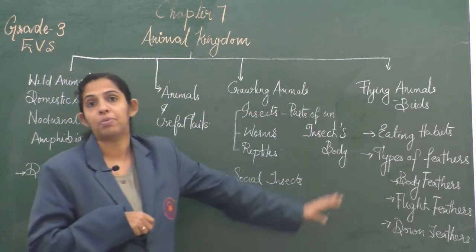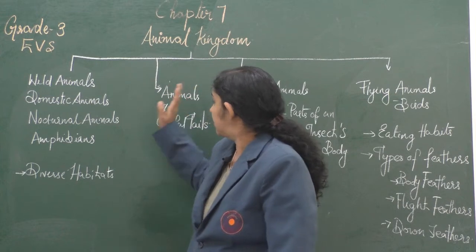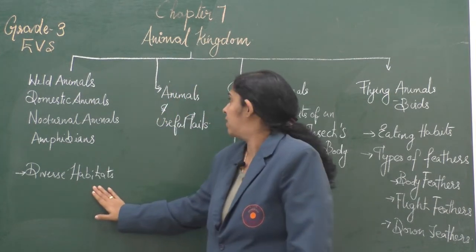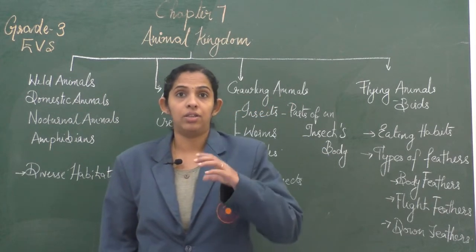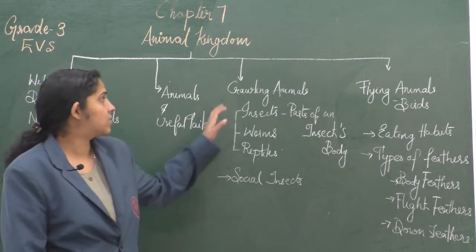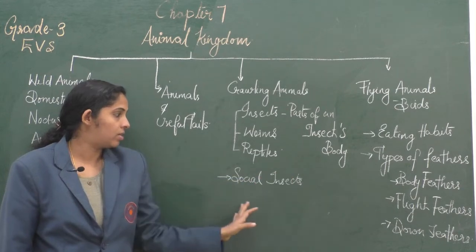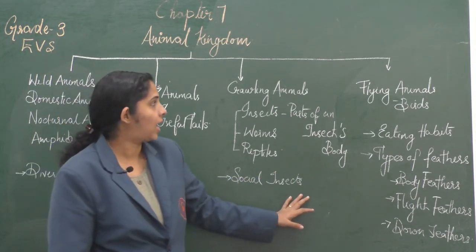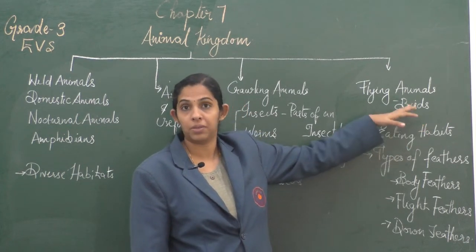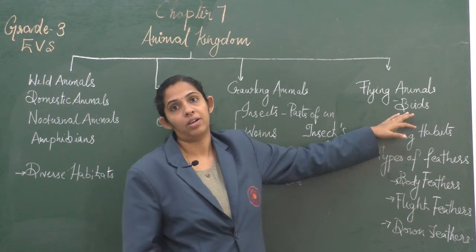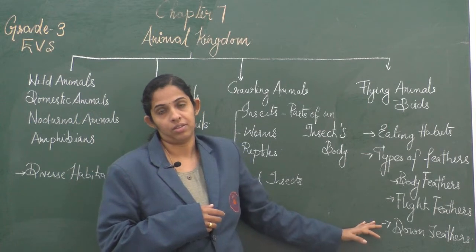So children, that is the mind map all about. We have seen few of the classification of animals and their diverse habitats in which they live, and how the tails of animals are useful for different animals. Next, we have seen about crawling animals, their types, parts of an insect body, the concept of social insects, and last section of the chapter we have seen about flying animals and birds. They vary in their shape of the beaks or claws and the different types of feathers found on the body of a bird.